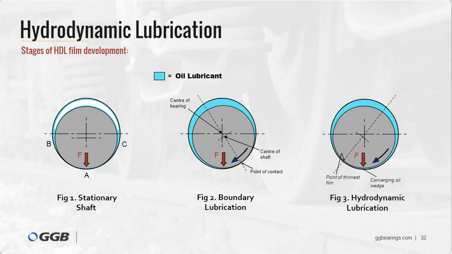Figure one shows a plain bearing that was originally flooded with oil but has been stationary for some time while carrying a load F. For the sake of clarity, clearance is exaggerated in this slide a little bit. The oil has almost been entirely squeezed out of the loaded area A, and there will be direct bearing to shaft contact. Most oil will have drained away, but a certain amount will adhere to the shaft and collect around points B and C on the sides. In an actual bearing, the clearance will be so small that the oil may in fact fill the whole circumferential space.